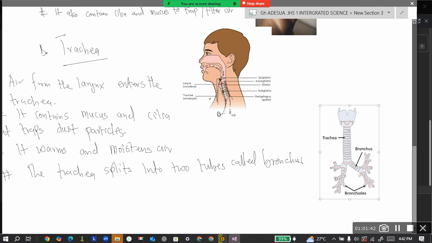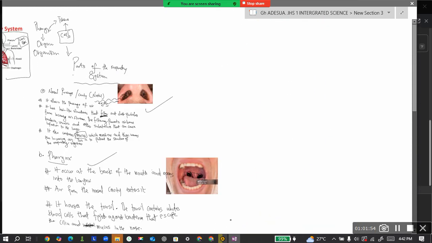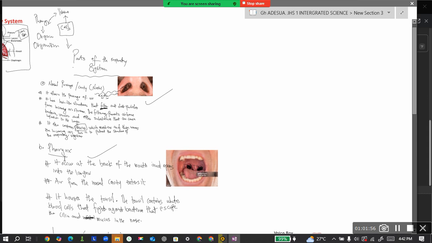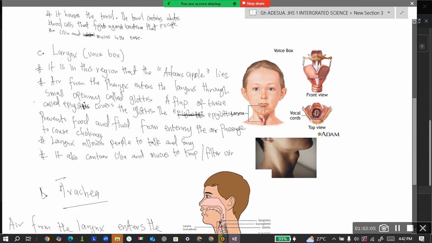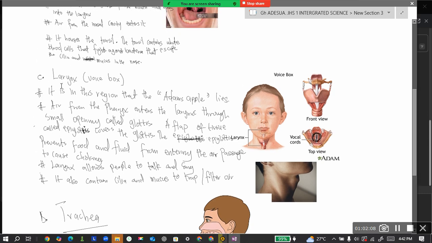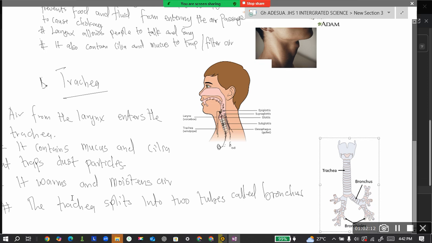So all that you have to know is that the air is moving. Every structure, the air came from the previous structure. You could notice the trend: at the pharynx, air from the nostrils enters the pharynx. At the larynx, air from the pharynx enters the larynx. At the trachea, air from the larynx enters the trachea. So in that order, you get the point. It's the air that is flowing through the respiratory system.